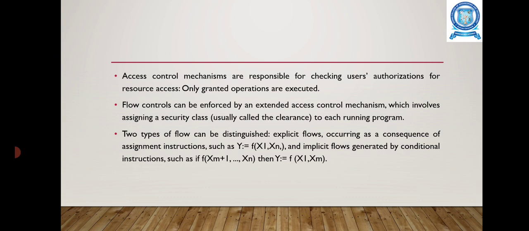Explicit flow occurs as a consequence of assignment instructions such as y = f(x1, ..., xn). An implicit flow is generated by conditional instructions such as if f(xm+1, ..., xn) then y = f(x1, ..., xm).